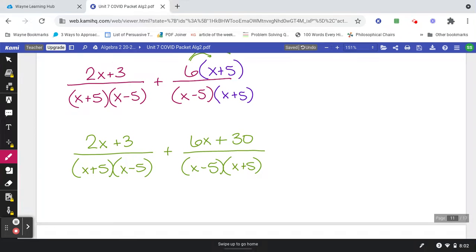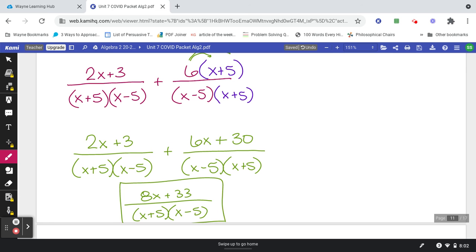Then we can combine our like terms. 2x and 6x makes 8x. 3 plus 30 makes 33. And we'll again continue to leave our denominator the same. And there's my final answer.